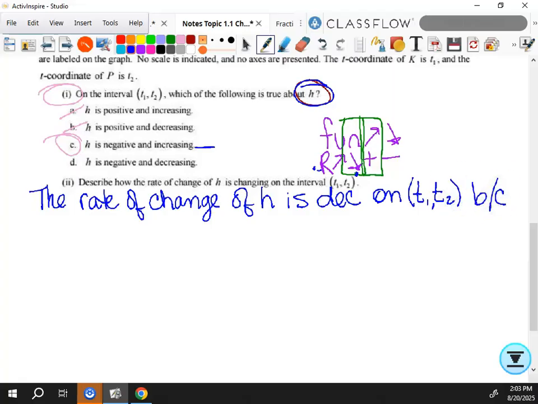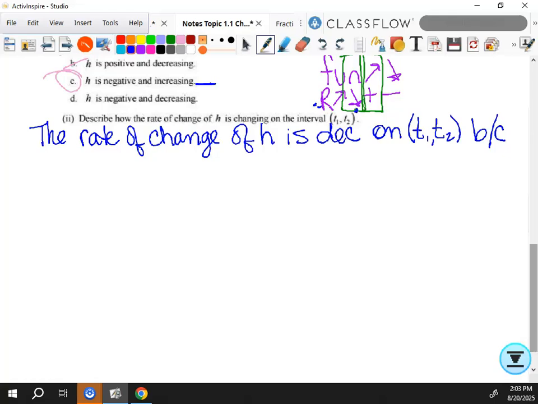Okay, so the rate of change of H is decreasing on T1 to T2 because H is concave down on T1 to T2.